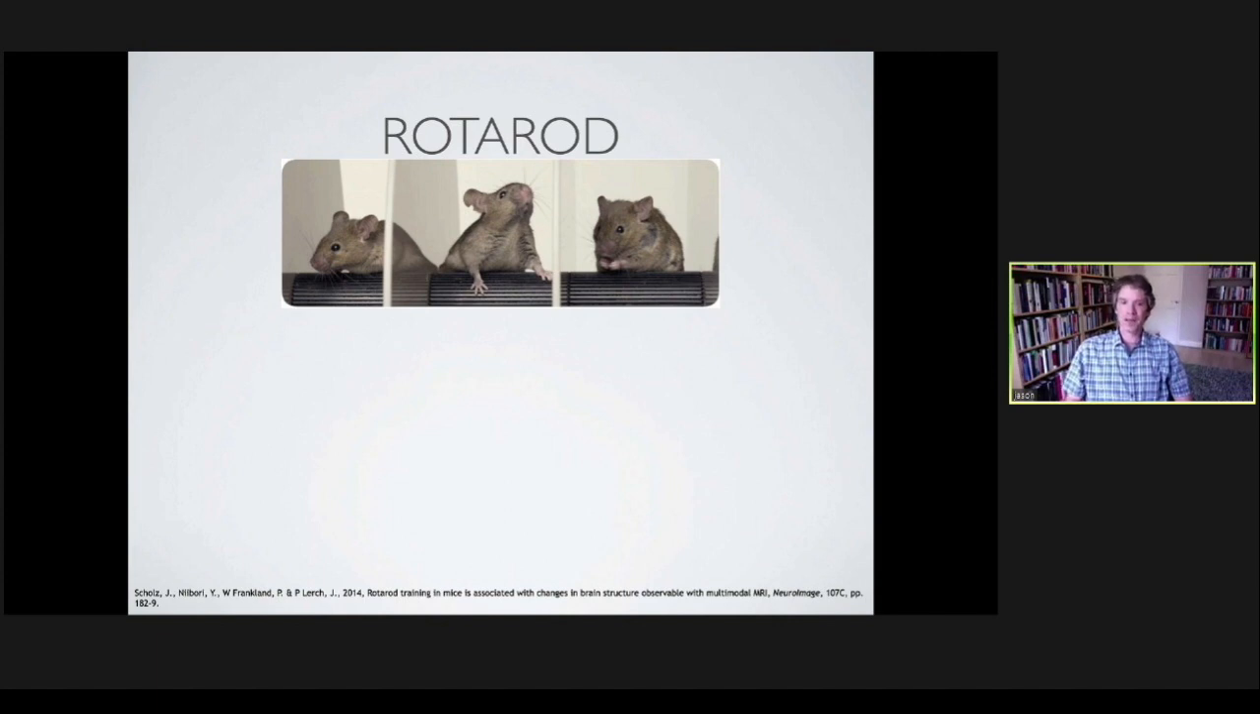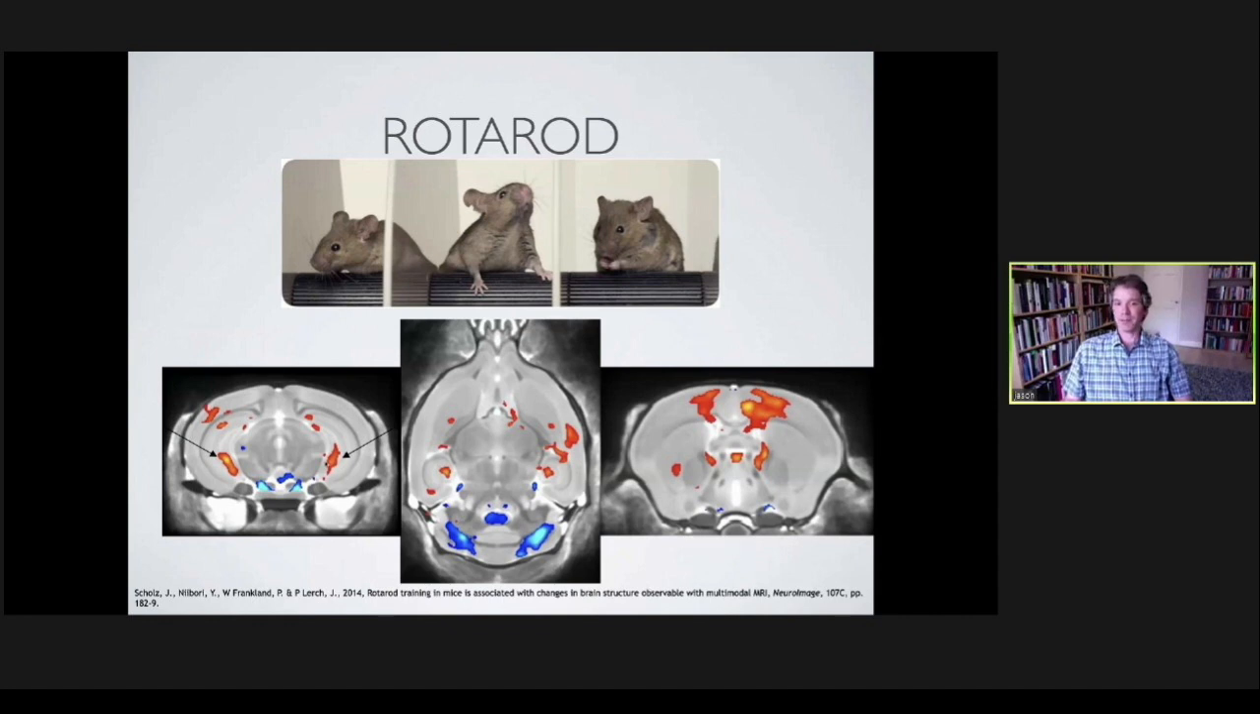And if we do this for a few days, we can again see hippocampal changes, in this case more in CA3 of the hippocampus, as well as some motor cortex changes and some striatal changes induced by rotor rod training.